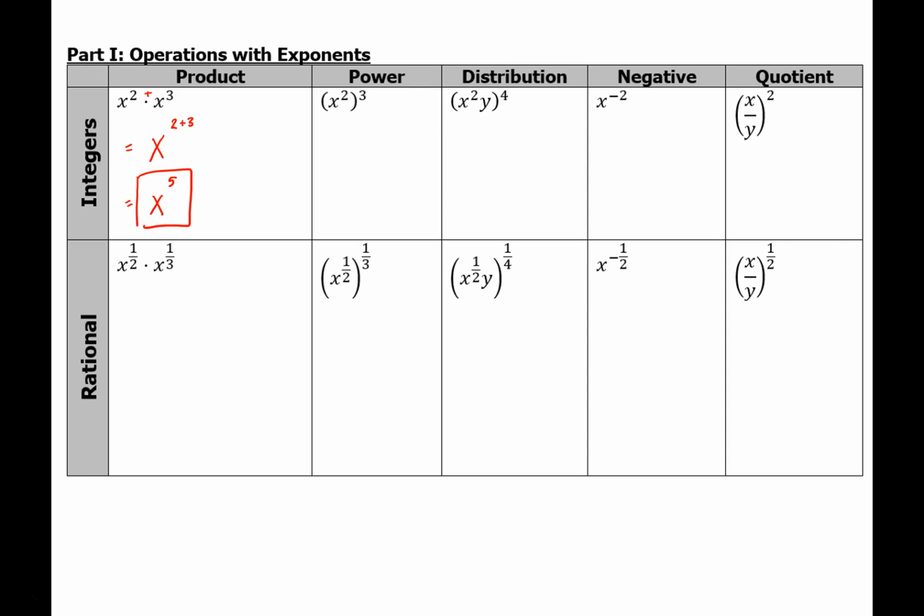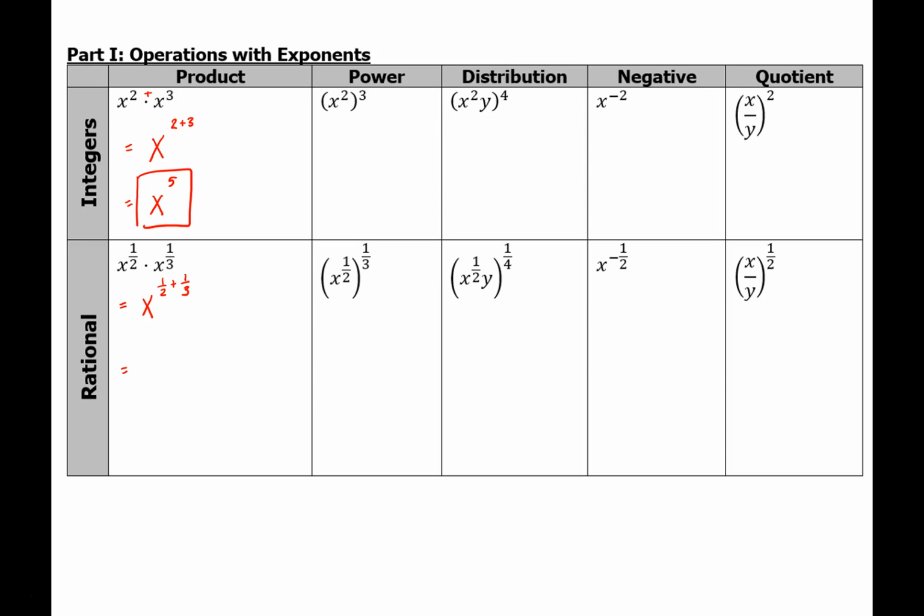In Algebra 2, you are going to have the same rule, but we are going to have to deal with fractions now. So if we have x to the half power times x to the 1/3 power, because the bases are the same, that is the same as x to the 1/2 plus the 1/3 power. We're going to come back to that in a moment. I want to do a little bit of reviewing of operations with fractions before we finish that, but we are not done with that problem yet.